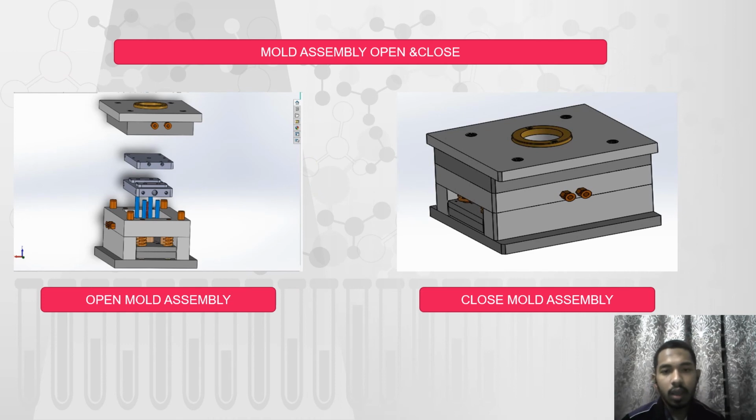Mold assembly open and close. For the open mold assembly, the core insert is supported by the core plate, which is a moving plate, the moving side, whereas the cavity insert stays at the cavity plate that permanently stays at the fixed plate. Next, you can see the closed mold assembly.